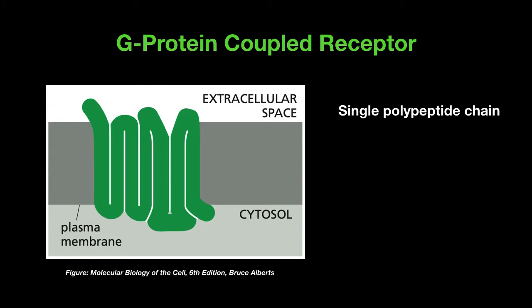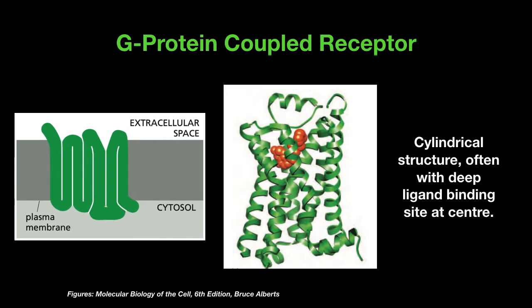They constitute a large protein family of receptors that detect molecules outside the cell and activate internal signal transduction pathways. A GPCR or a G protein coupled receptor is a single polypeptide chain that passes through the plasma membrane 7 times, and that is why it is called 7 transmembrane receptor or 7 pass transmembrane receptor or heptahelical receptor. Because of that, it forms a cylindrical structure and often with a deep ligand binding site at the center.